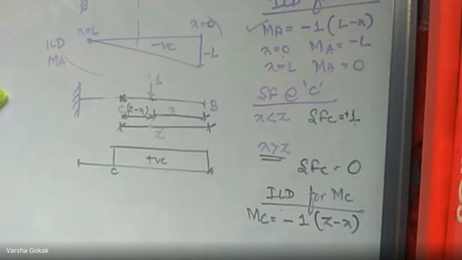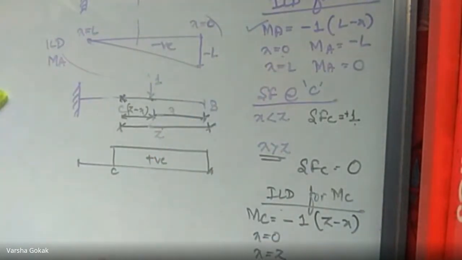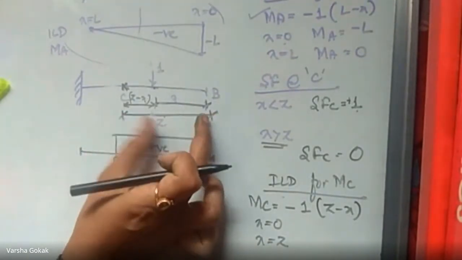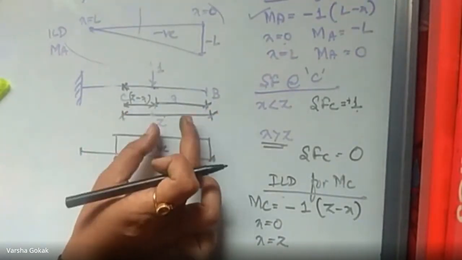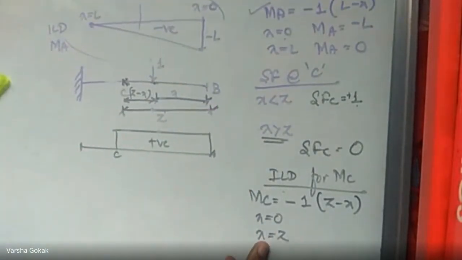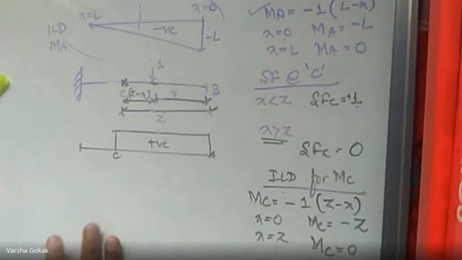Now here, x will vary from what? x will vary from 0 to Z, not L, because I am interested in this quantity Z. So x equal to 0 and x equal to Z. So what happens to moment? When x is 0, this is 0 and this becomes minus 1 into Z, so minus Z. And when x is equal to Z, Z minus Z is 0, so moment becomes equal to 0.